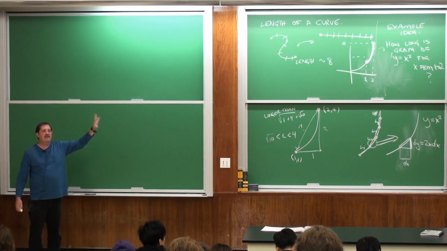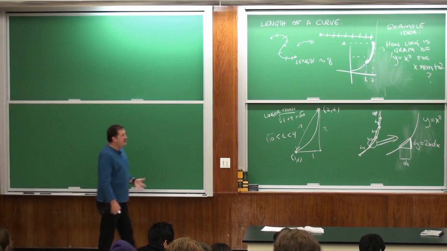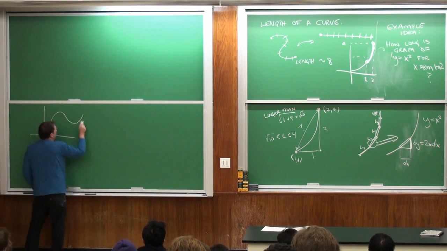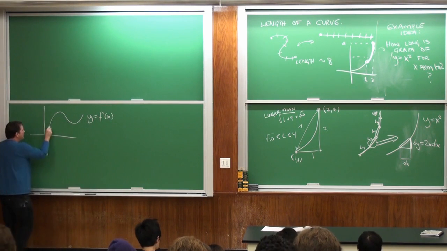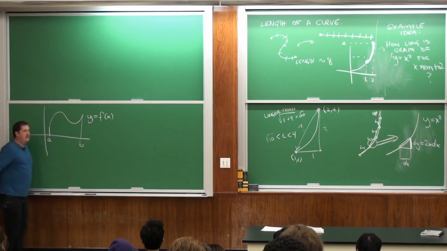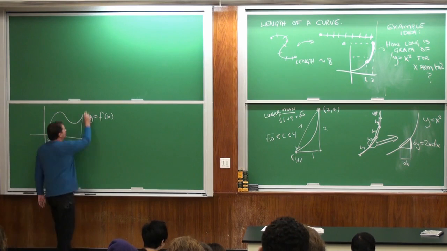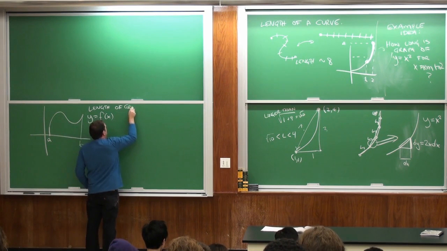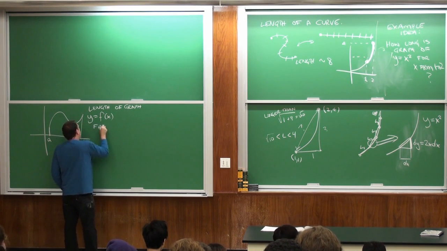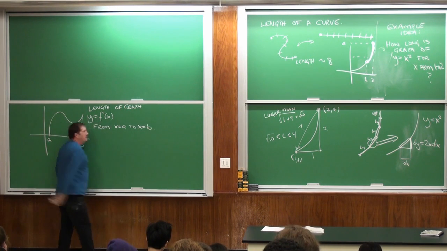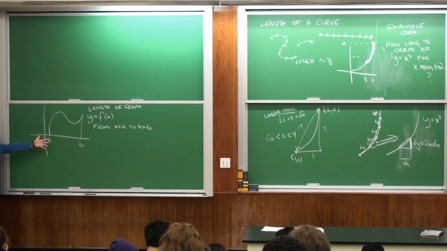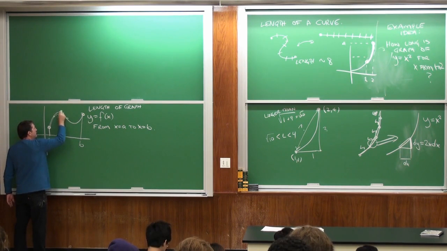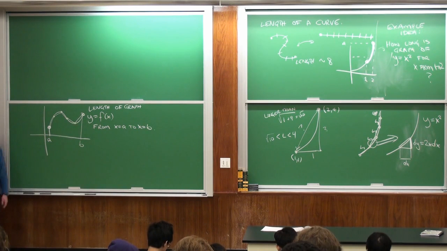So let's come back to this idea of the arc length, and let's redo this a little more generally. The idea is exactly the same. So I have some graph, y equals f of x, and it goes from here, a, to here, b. I want to find the length of the graph from x equals a to x equals b. It's exactly the same process. I chop it up into a bunch of little segments and add up the length of each of those little segments.